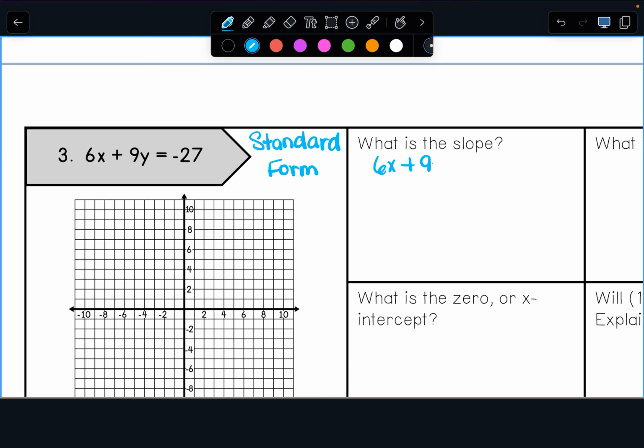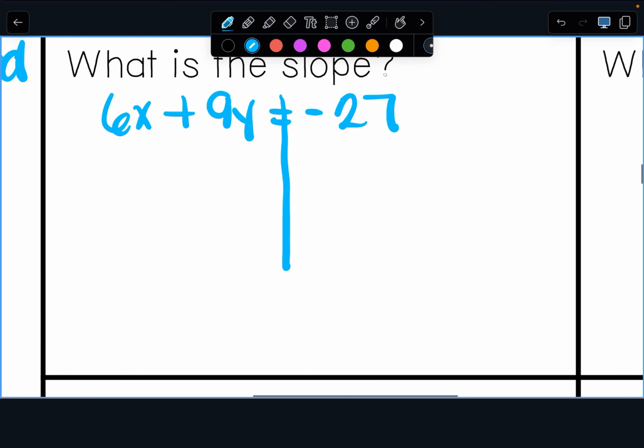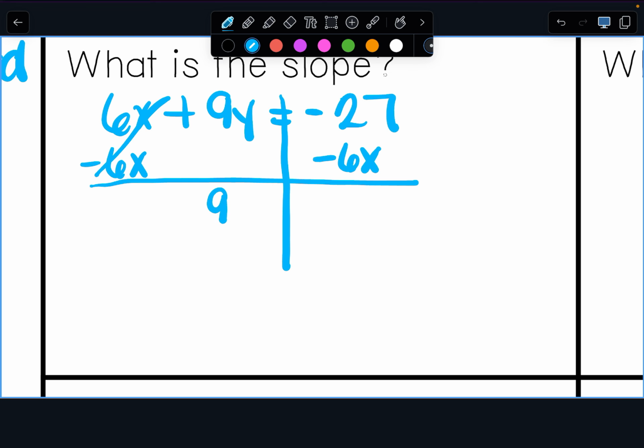6x plus 9y equals negative 27. All right. To solve for y, what's our first step? Replace x with 0. Replacing zeros, what are we doing when we're replacing zeros? We're looking for the x and the y intercepts. Bring down the x first. Negative 27 already has a negative, so it's connected with the minus sign. What's the second step? Divide by 9.